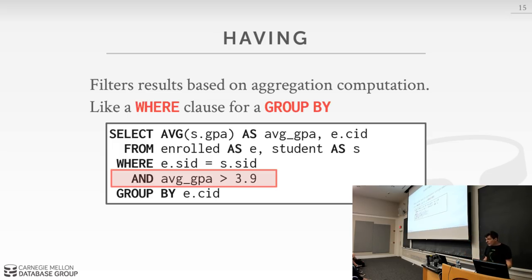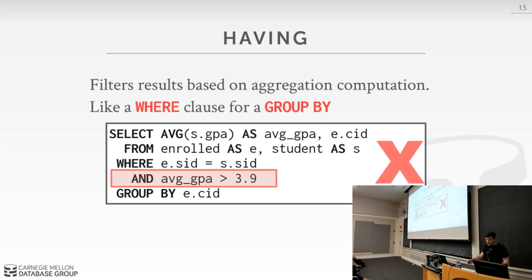Right, so this doesn't work because we can't access anything in our aggregations in our where clause because we don't have them yet in our where clause. Right, so the way to think about this is the where clause is filtering tuples as we go along, and after we do our filtering, then we can actually compute our aggregation. So we can't use an aggregation to filter tuples because we haven't computed the aggregation yet.